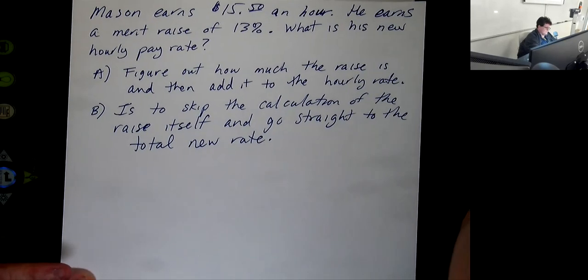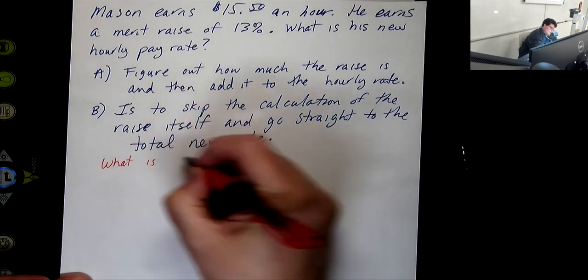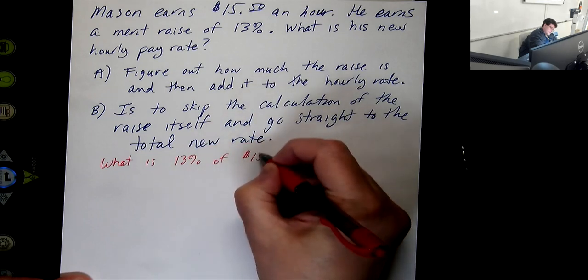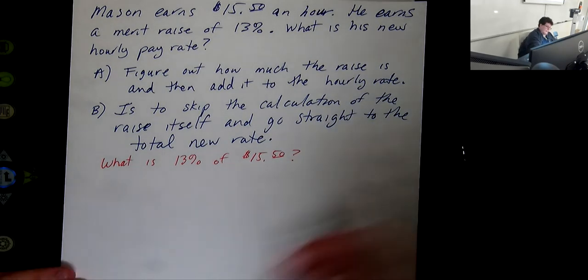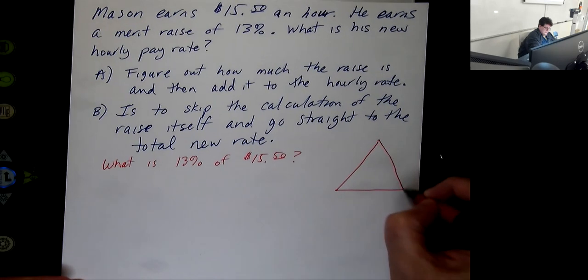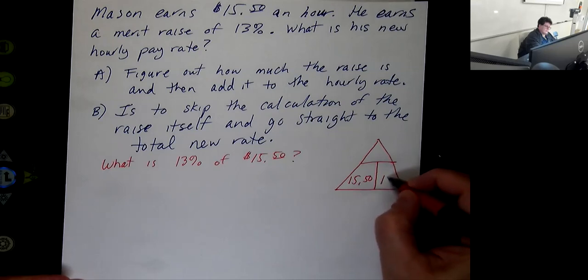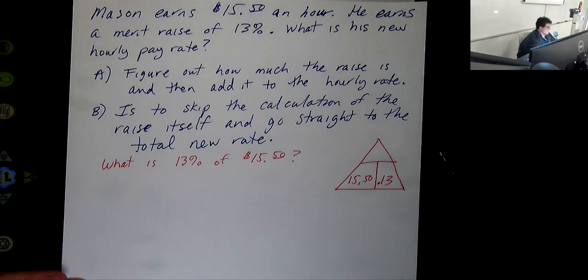So if I wanted to rewrite it as Bertha recommends: what is 13% of $15.50? That's my "of", and my 13 is here. And I'm just going to put the decimal in right now, so I don't forget. If I forgot, I'd figure it out right away, because they're not going to give him a $200 raise.